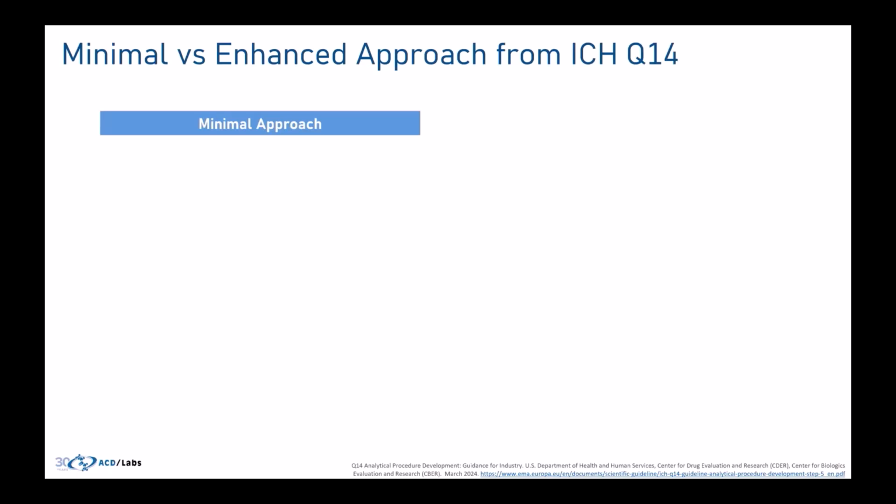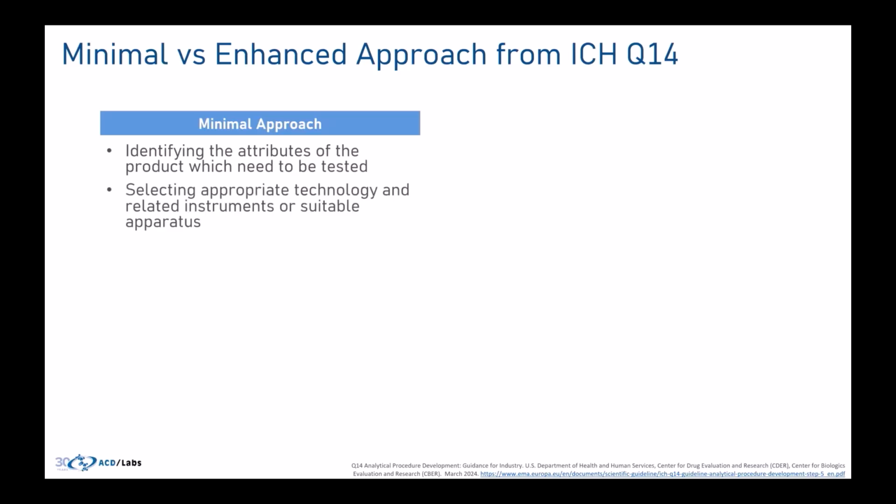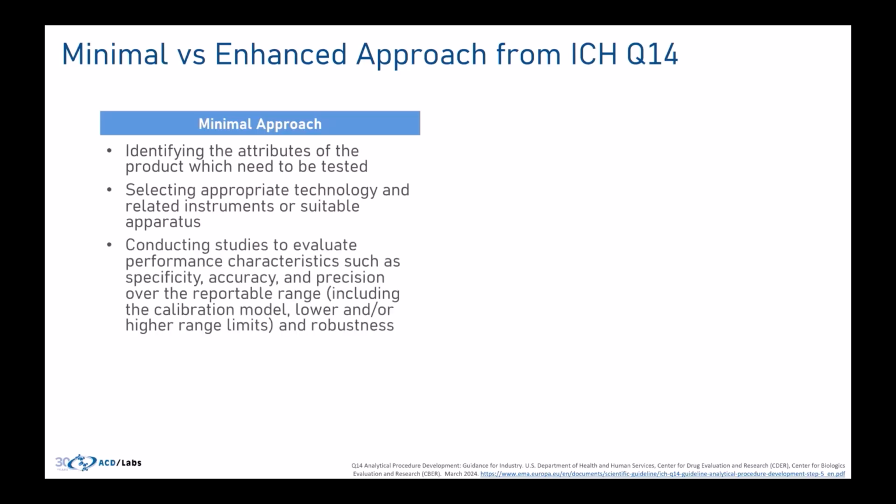So the following is what the guidelines, ICH Q14, suggest to include. So for the minimal approach: identifying the attributes of the product which need to be tested, selecting appropriate technology and related instruments or suitable apparatus, conducting studies to evaluate performance characteristics such as specificity, accuracy, and precision over the reportable range, including the calibration model, lower and/or higher range limits, and robustness, as well as documenting the analytical procedure, including the analytical procedure control strategy.